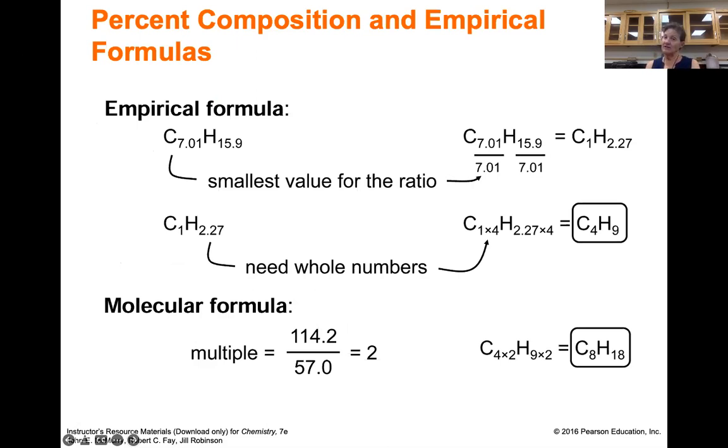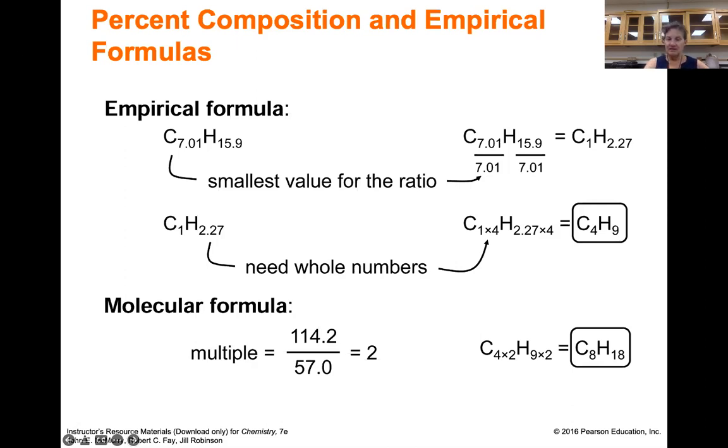And we want it to be whole number ratios. So the easiest way to get there is to divide each of those numbers by the smallest. And so if you have a ratio and you divide the numerator and the denominator by the same number, you haven't changed the ratio. So we end up with C1, H2.27. So now we have simple numbers, but they're not whole numbers. So in order to change those to whole numbers, 2.27, if you multiply it by 4, will give you 9. And then you'd also have to multiply the 1 for the carbon by 4. And so you end up with the empirical formula of C4H9.